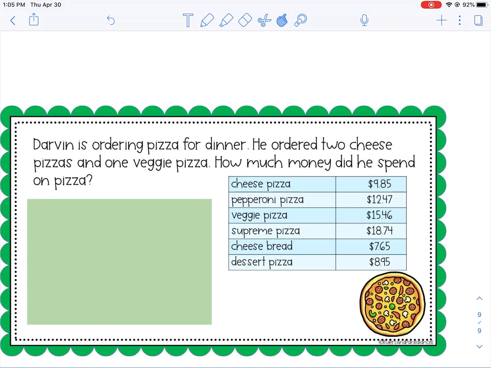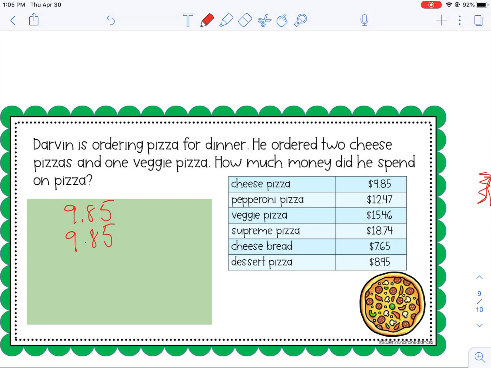Okay, and then the last one, again, you'll have to do the same thing. There'll be money over on this side if you need to use some sort of manipulative, and it's on the computer. And it says Darren is ordering pizza for dinner. He ordered 2 cheese pizzas and 1 veggie pizza. How much money did he spend? Well, cheese pizzas are $9.85, so he got 2 of those. $9.85, $9.85. And there's different ways you can do this. And then a veggie pizza is $15.46.